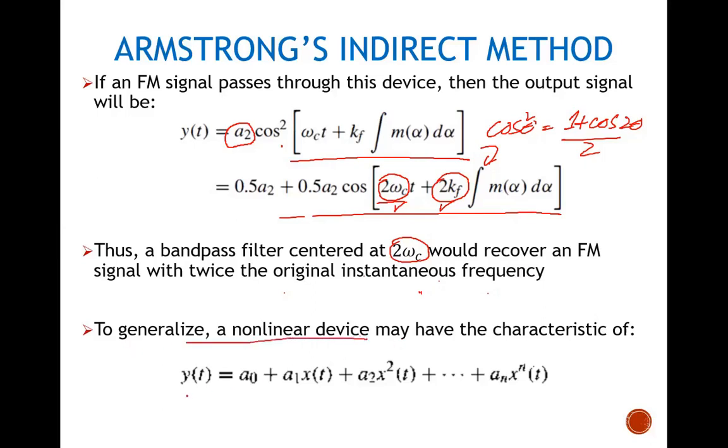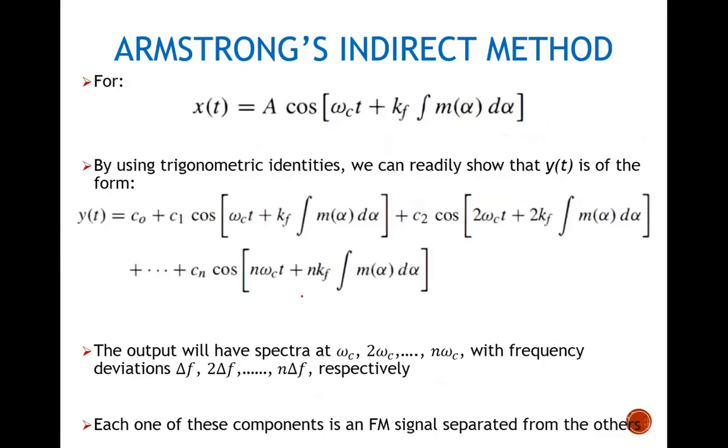Let's say it has this characteristic: y(t) is equal to a0 plus a1 x(t) plus a2 x squared(t), and so on. It depends upon what kind of nonlinear device we are using. Now, if we perform the same function that we did here, we replace this x(t) with a narrowband FM signal. On the next slide, we have replaced this x(t) with the narrowband FM signal, and this is what we obtain.